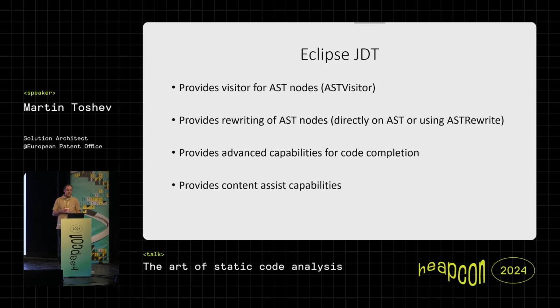Eclipse JDT provides things like, for example, visitors for AST nodes through the so-called AST visitor class, where you can attach different visitors during the parsing process. It also provides rewriting of AST nodes, so you can directly rewrite the abstract syntax tree using an instance of the AST rewrite class. As I mentioned, it provides more advanced capabilities for code completion and content assist. Typically, Eclipse JDT is used in development environments like the Eclipse IDE. But at the same time, you can use it for advanced code analysis.